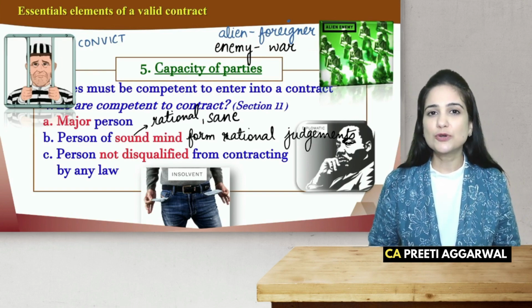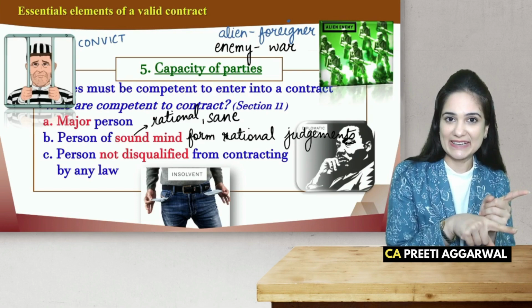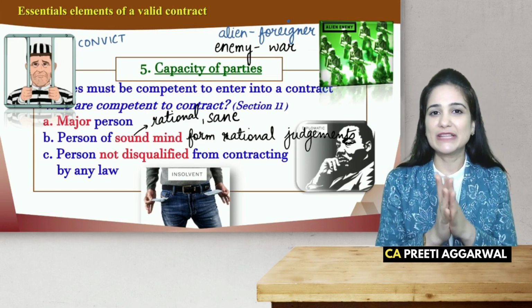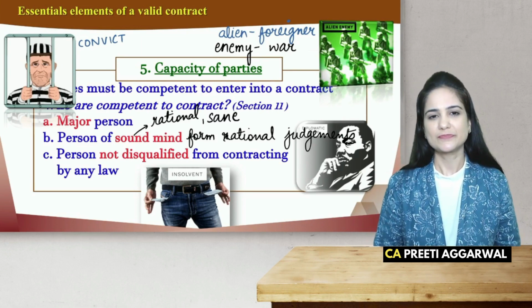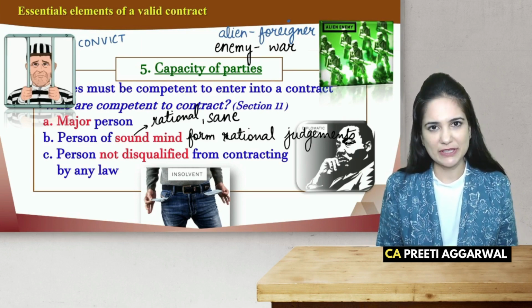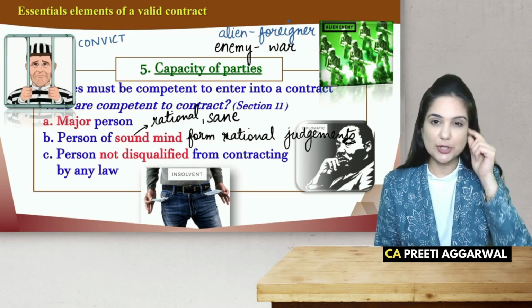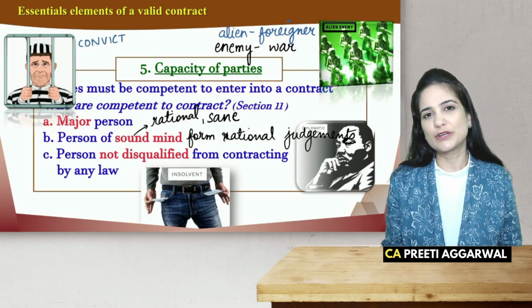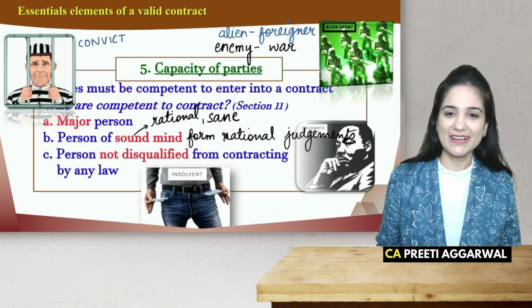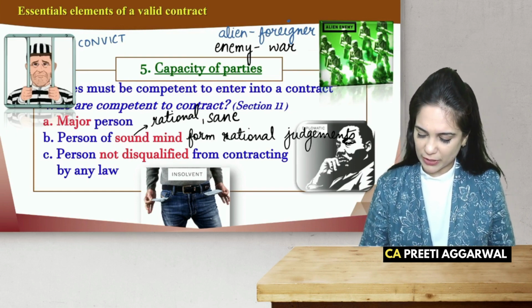So we can enter into contract only with an alien friend. We cannot enter into contract with an alien enemy with whom we are at war. Our country is at war. I'm not naming any country over here. But if there is a lot of tension, if there is war, it's better not to enter. Ma'am, can we enter into contract after the war is over? Yes. You can enter into contract only with your alien friend, not enemy.